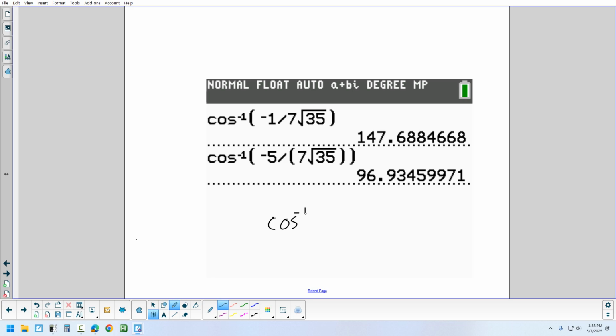If you don't put in the extra parenthesis, this is what the calculator does: -5 divided by 7, times the square root of 35. That's not the same thing as that. It'll put the square root of 35 in the top, but you want to keep it in the bottom with the 7. Yes. So that's the correct answer.